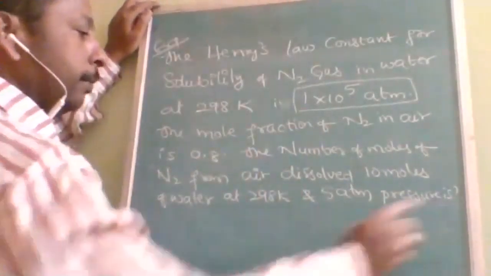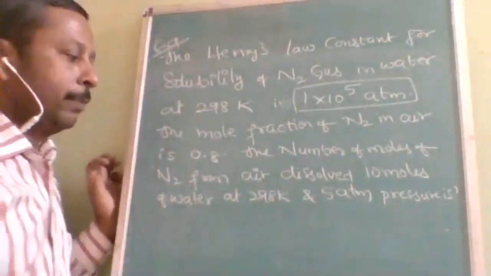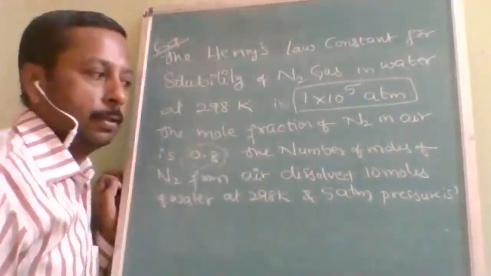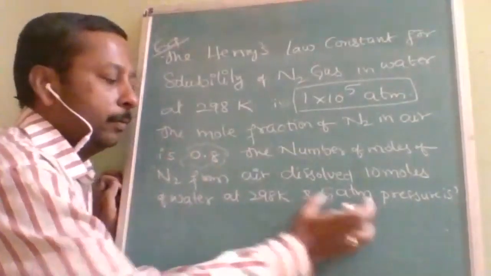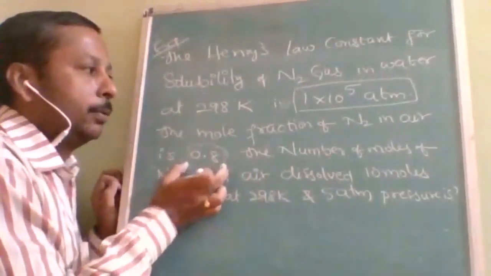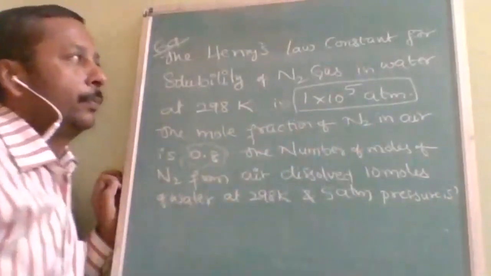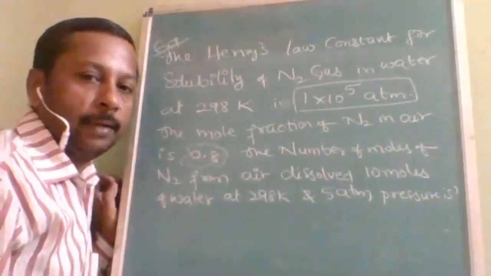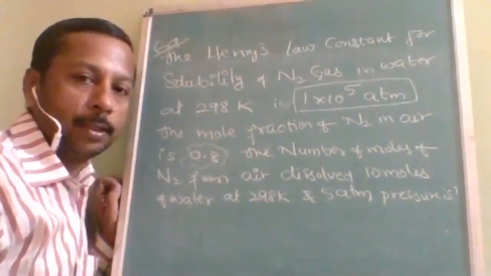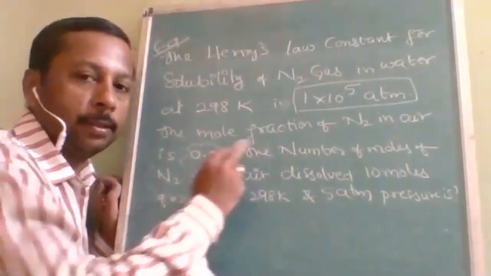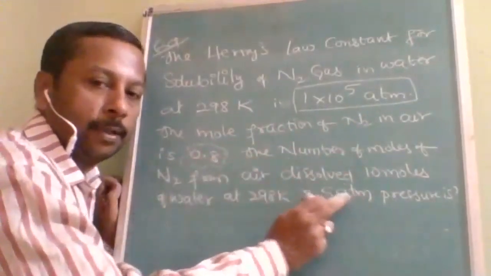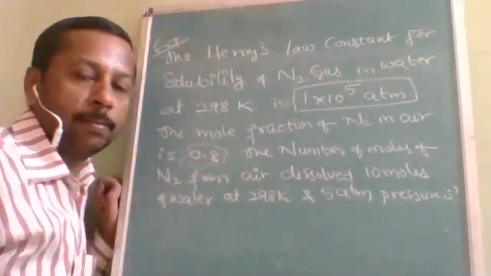And 5 atm pressure. What is the total pressure? 5 atm. But the mole fraction is how much? Only 0.8. So out of 5 atm, 0.8 part only belongs to nitrogen, the partial pressure of nitrogen. To find the partial pressure of nitrogen, 0.8 into 5, that is 4 atm is the partial pressure.